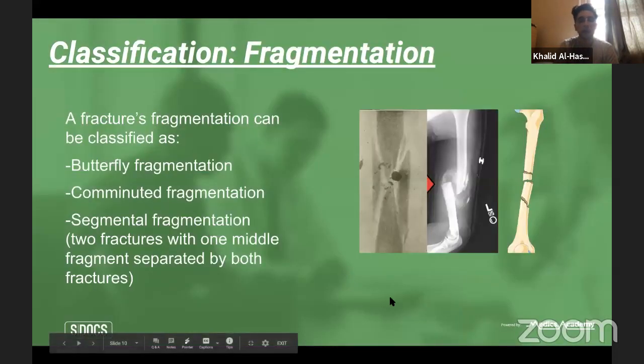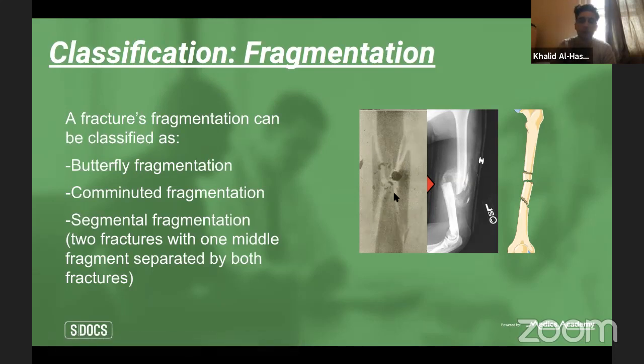And here we have fragmentation. A fracture can also be classified based on fragments. Butterfly fragmentation is shown on the left. The reason we call it butterfly fragmentation is that these fragments, as indicated by my cursor, tend to follow a butterfly wing kind of shape.